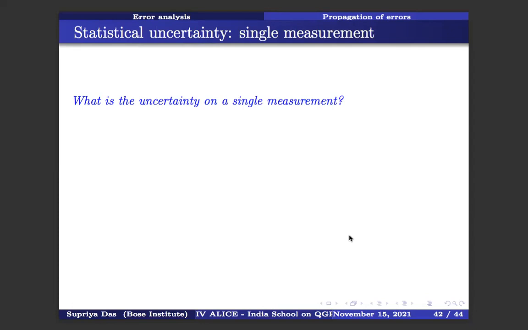Somebody asked that I make a single measurement, I just make one measurement of the length. What happens to that? What is the uncertainty in a single measurement? Can I quote an uncertainty?